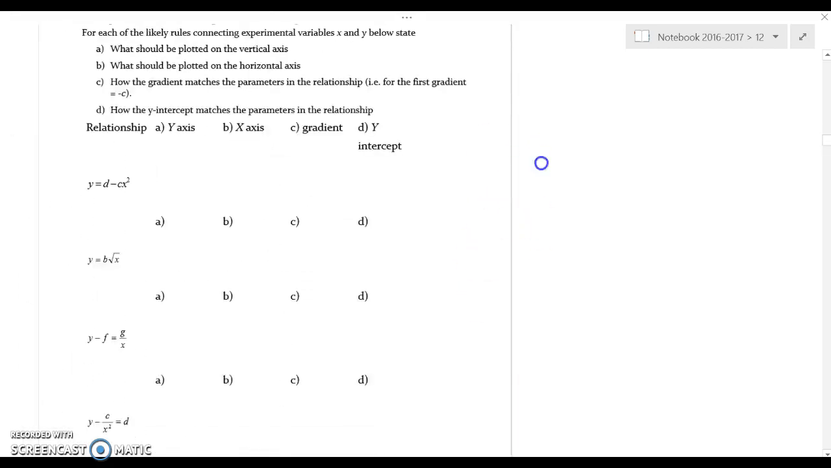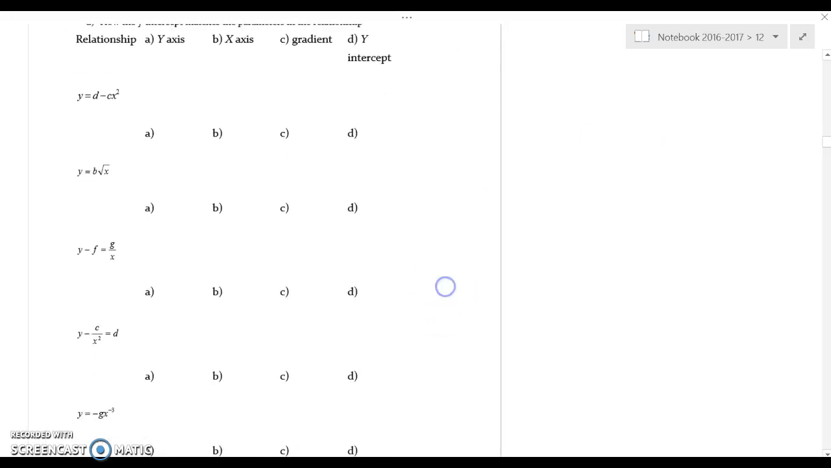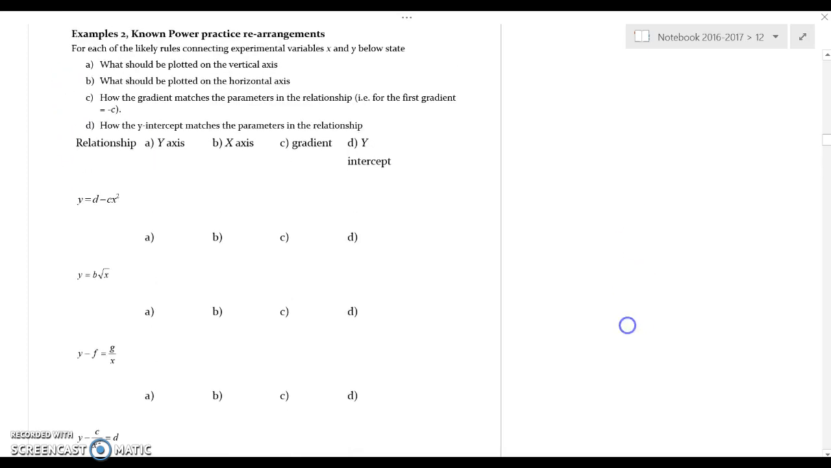Here's the first activity. You're given a series of relationships. These relationships are detailed here on the left. What you need to do is determine what would be plotted on the y-axis to test this relationship, what would be plotted on the x-axis, what the gradient of such a graph would be, and what the y-intercept would be. You did a similar activity with me towards the beginning of the year. Let's do the first example together.